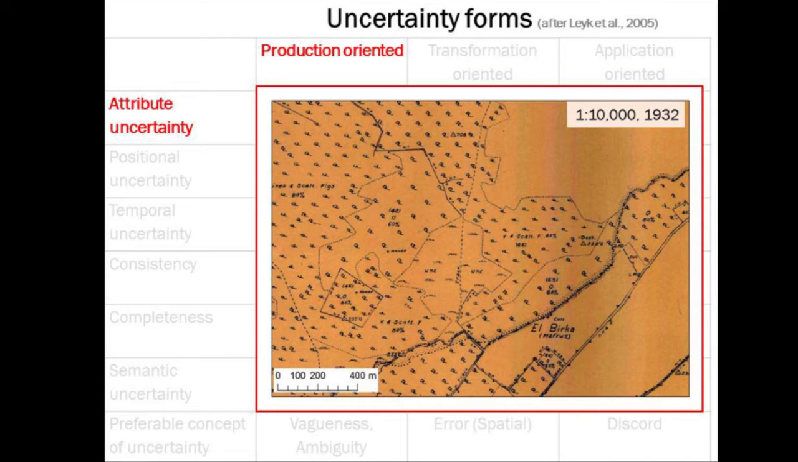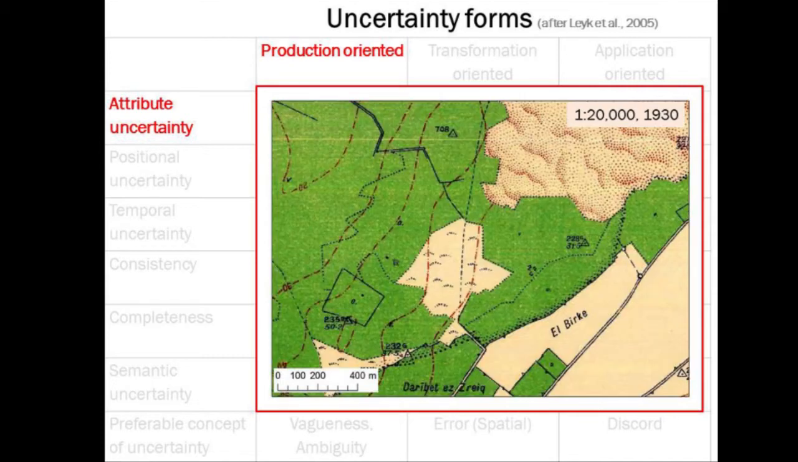How certain are we that this area was indeed an orchard? It is shown in this map, for example, as figs and vines. This is shown as another kind of orchard. However, in another map, a 20,000 scale map, again, things look different.